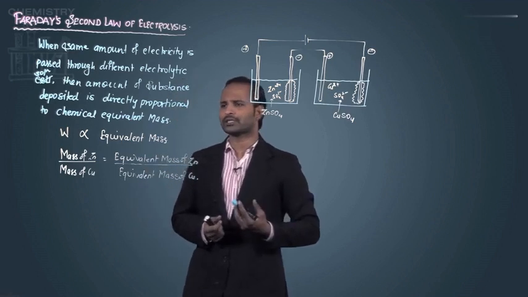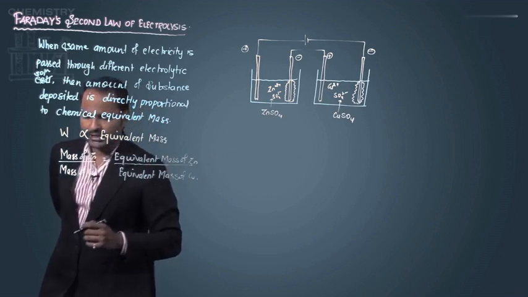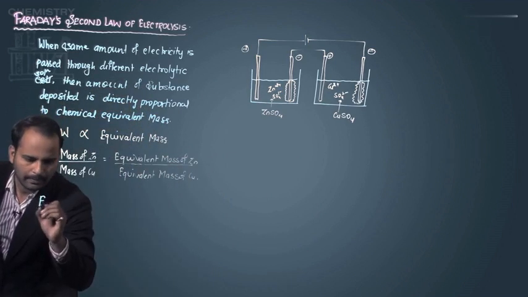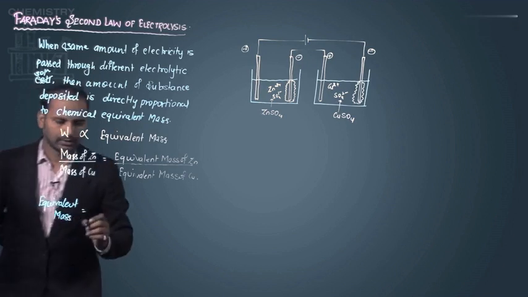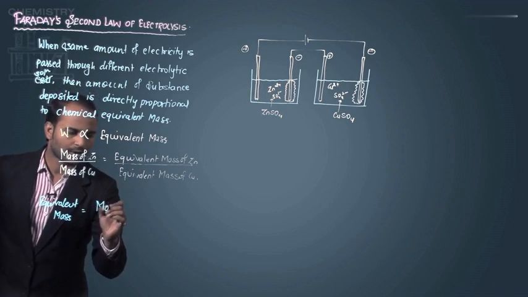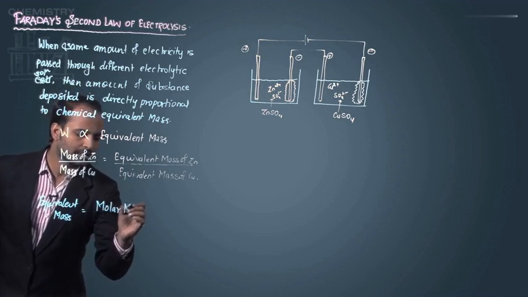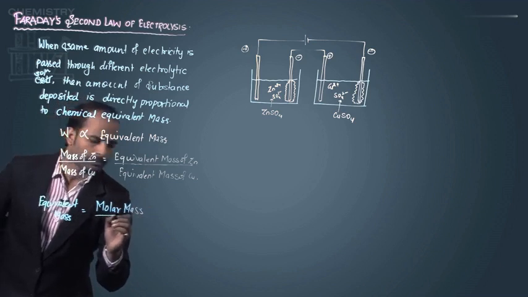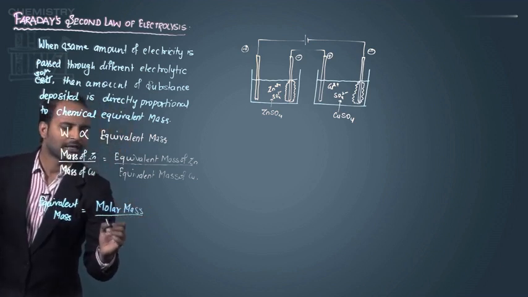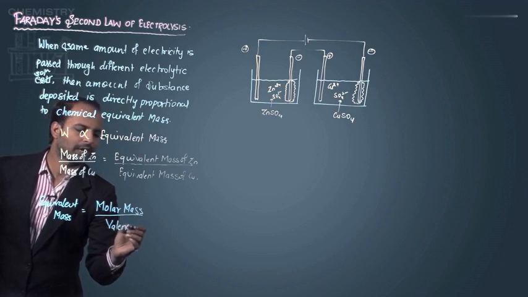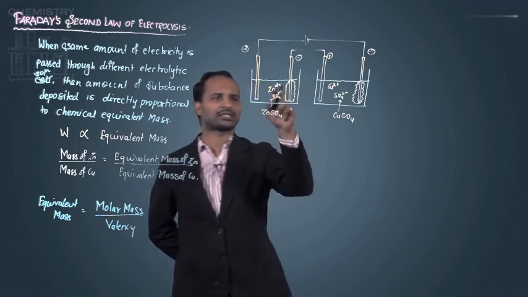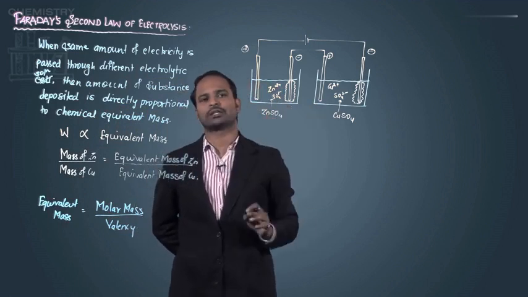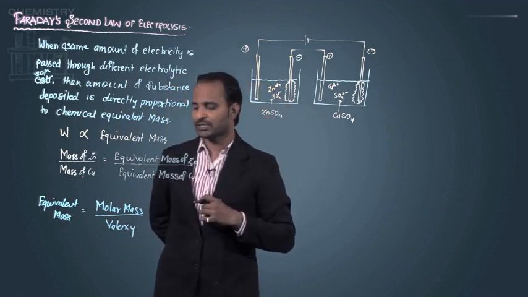Now, how to calculate this equivalent mass? For this we have a formula. Equivalent mass is equal to the molar mass, or if it is an element then the atomic mass, upon the valency, the valency of the particular ions. Valency is the charge present on the ions in a solution. Like zinc has valency +2. Similarly, copper also has a charge of 2. That means the valency will be 2.